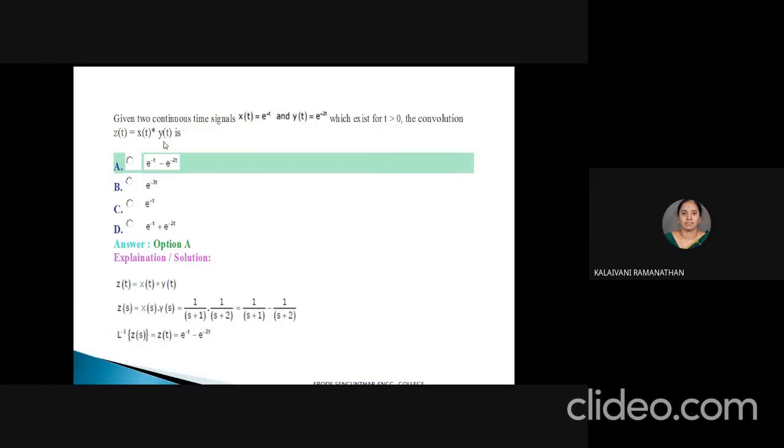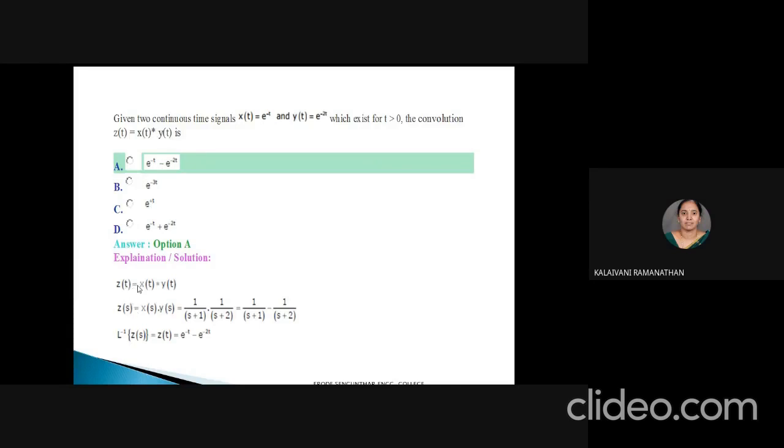So here you have to note down that it is a convolution operation, but again the outputs noted in the options are in the time domain only. So for simplification, you can apply Laplace transform, find out the result, and then again find the inverse Laplace transform so that you will have any one of these options. So for that we have the solution like this.